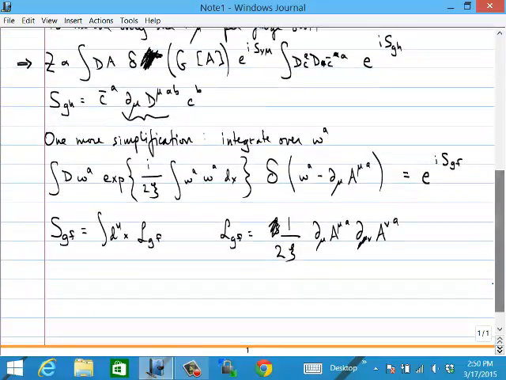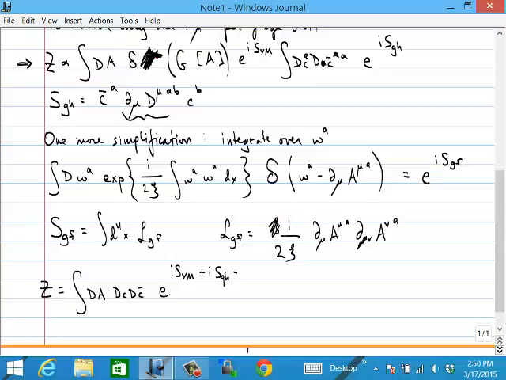The result being that if we make this simplification, our gauge theory partition function now involves an integral over gauge fields, as well as over ghosts C and C bar, of an action, which is the Yang-Mills action, plus a ghost action, plus a gauge fixing action. Okay. And we see that the result of this little trick where I integrate over omega is just that I've added an additional term to the action to fix gauge invariance.